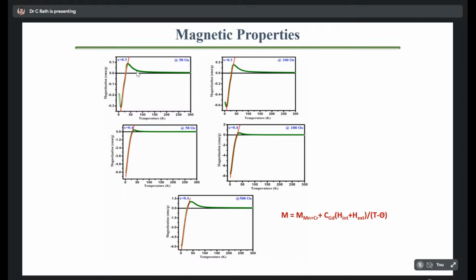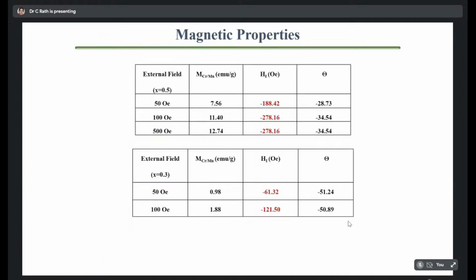So there is a competition between the chromium magnetic moment alignment and gadolinium. Chromium and manganese align with the external magnetic field. Gadolinium aligns with the internal field that arises due to the chromium. So that internal field we have calculated after fitting this. How much internal field is generated due to the chromium, that table is here.